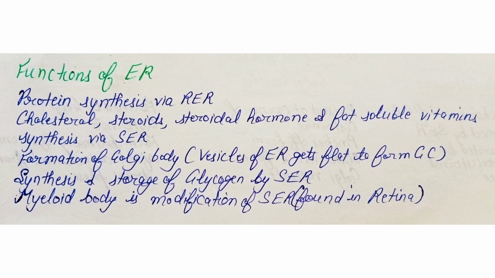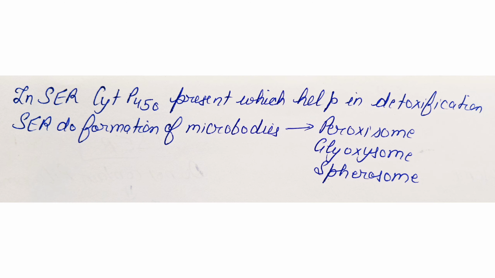Another notable point is that the myeloid body in the retina is a modification of SER. In SER, cytochrome P450 is present. It helps in the detoxification of inner tissues. SER also helps in the formation of microbodies like peroxisomes, glyoxysomes and spherosomes.